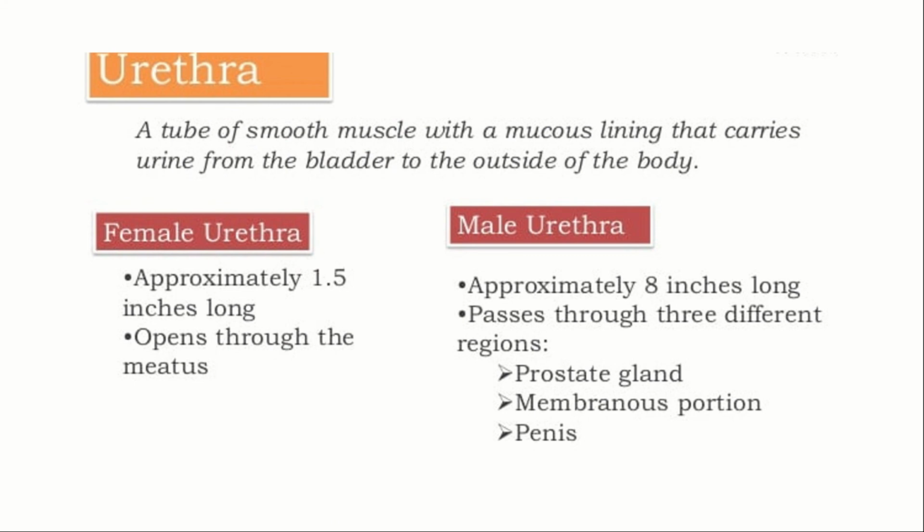Urethra, a tube of smooth muscle with a mucus lining that carries urine from the bladder to the outside of the body. In females, the urethra is approximately 1.5 inches long and opens through the meatus. In males, the urethra is approximately 8 inches long and passes through 3 different regions: the prostate gland, the membranous portion and the penis.